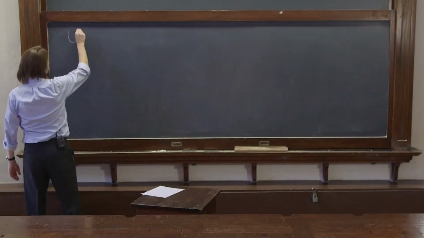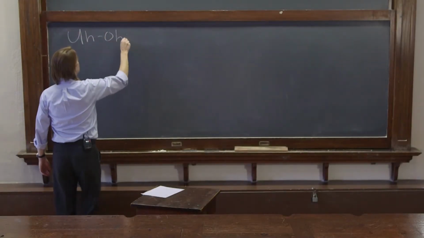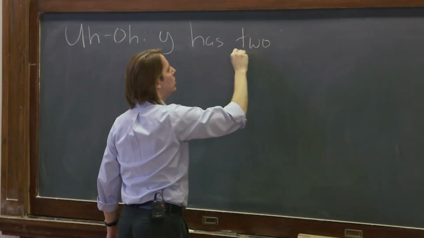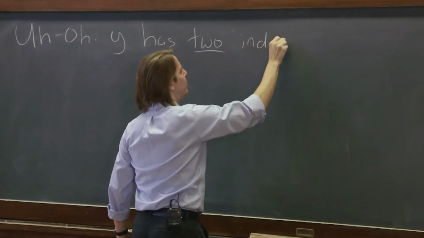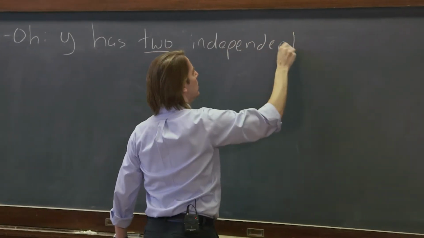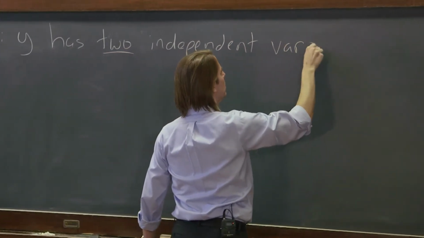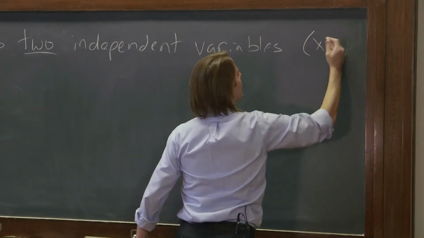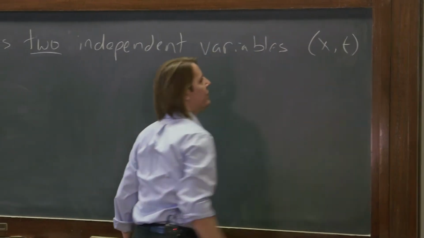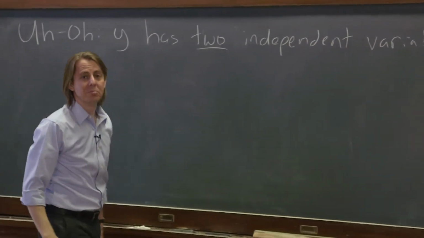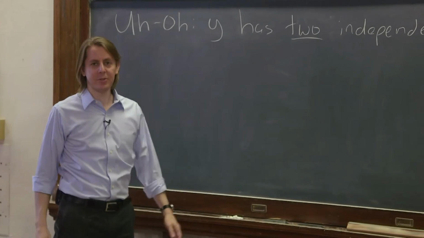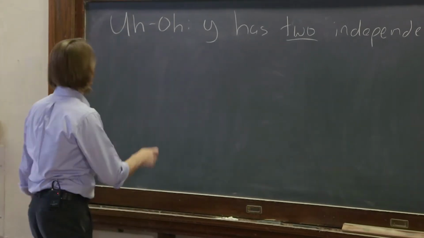Here's a problem. Y has two independent variables, x and t. Y is a function of x and t, and you can move either one however you want. You can move around in space, or you can wait for something else to happen in time. So let's look real quick at how we deal with that.